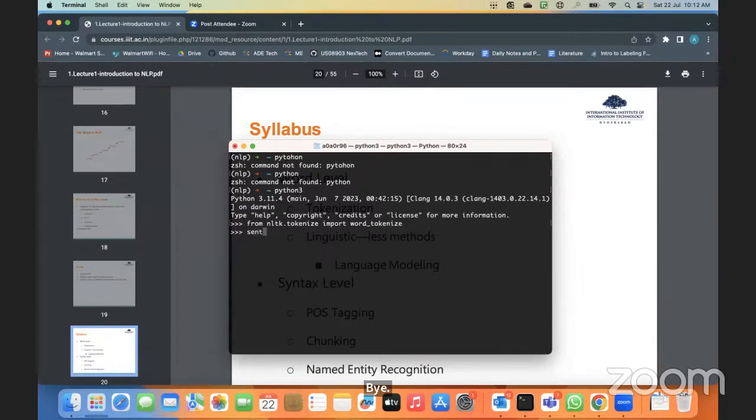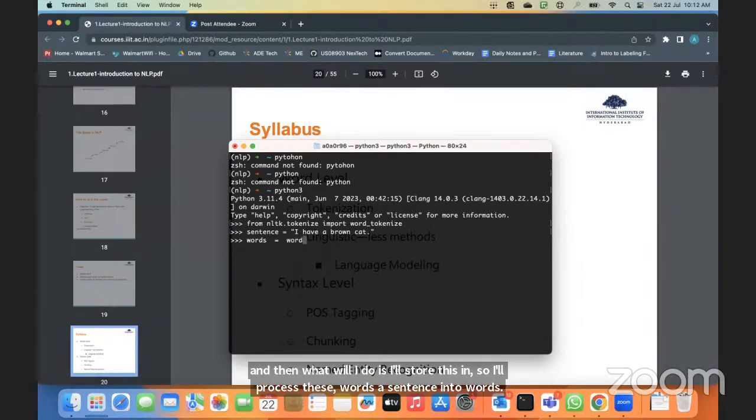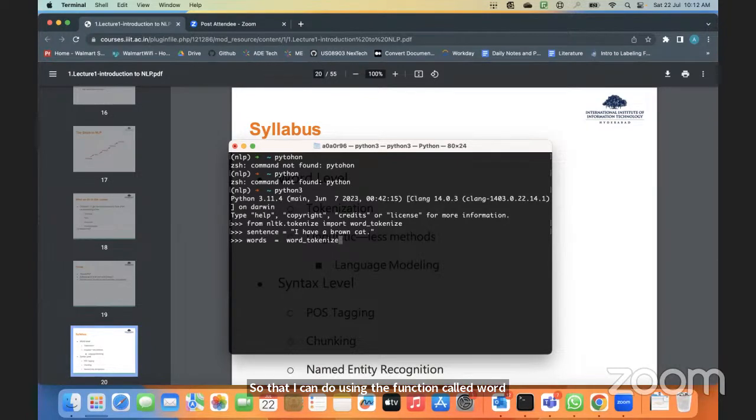So let's say I import the NLTK library. This is the name of it, NLTK. Please note it down and then go through it once. Let's say I have a sentence, which is basically I have a brown cat. I'll just include one more word. Then I'll process this sentence into words. I can do that using the function called word_tokenize, which is in the NLTK library. It returns a list of words after taking a sentence.